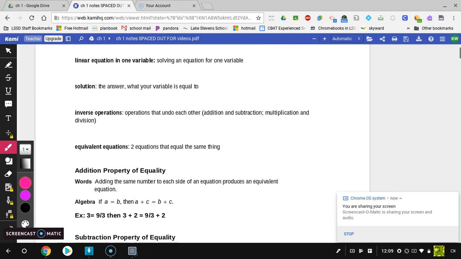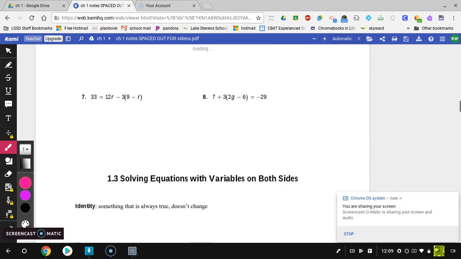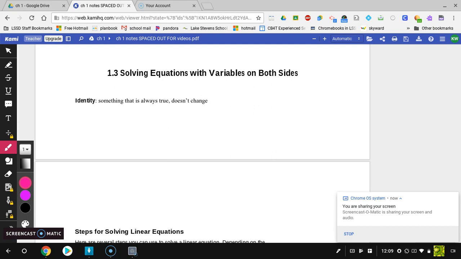So today we are moving on to 1.3, which is solving equations with variables on both sides. So going over, we just have one vocabulary word for today. It's identity. It's something that's always true, something that doesn't change.